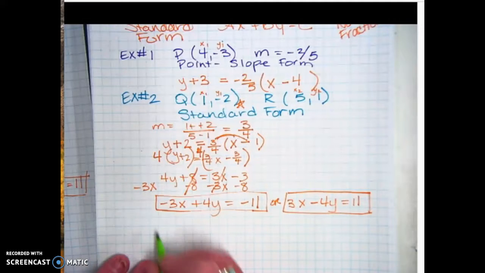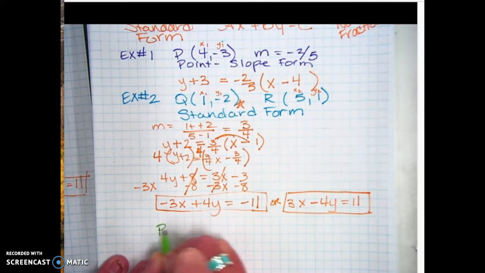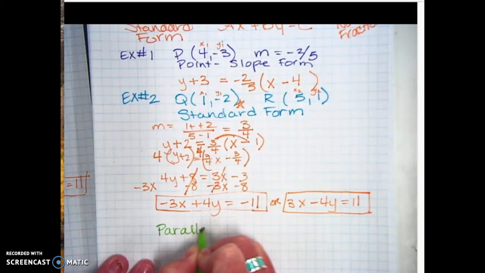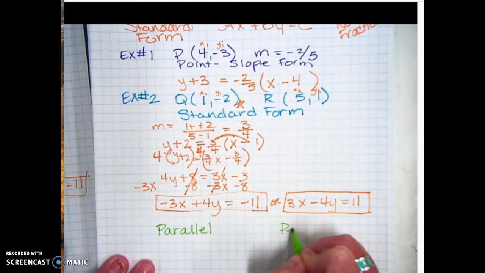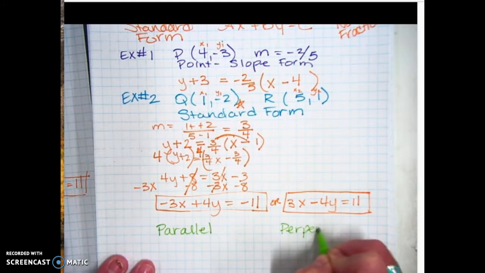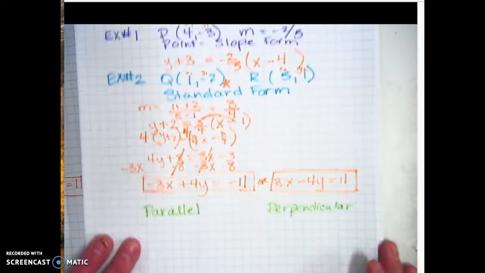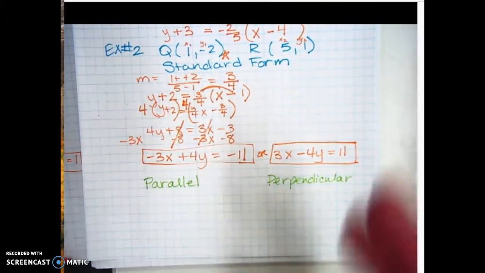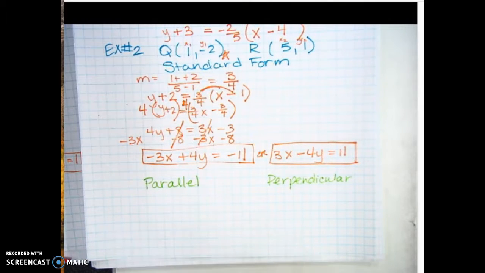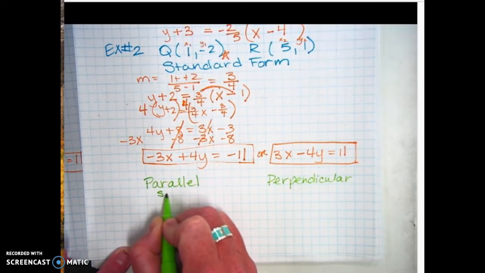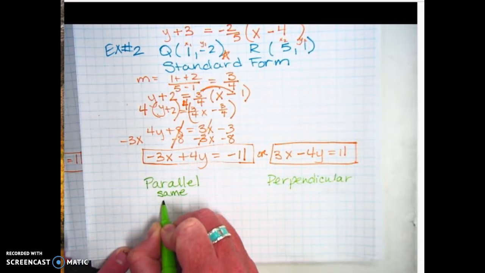Going to talk about the difference between parallel and perpendicular. Now, if you're looking at two equations of a line, both in slope-intercept form, you can compare their slopes, right? If they're parallel, they're going to be what? The same, right? So equal or same slopes.